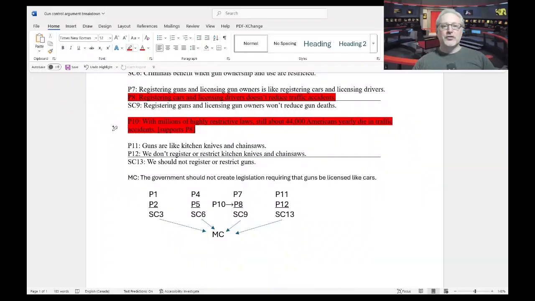We've almost reached the end of the list of subordinate arguments, and they have all failed. Let's see if he pulls it out of the red zone with the last one. Guns are like kitchen knives and chainsaws. Oh, I don't like where this is going. We don't register or restrict kitchen knives and chainsaws. Therefore, we should not register or restrict guns. Okay, so this is another argument by analogy.